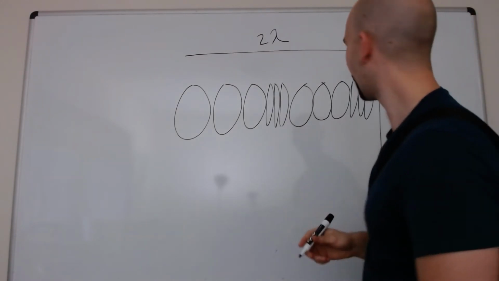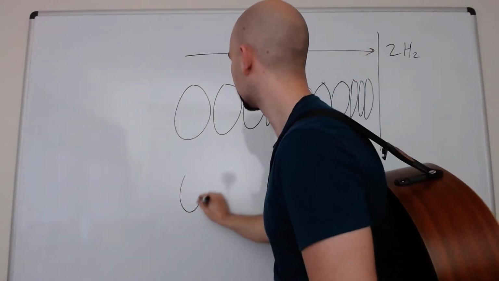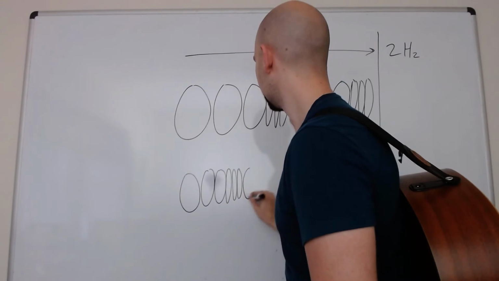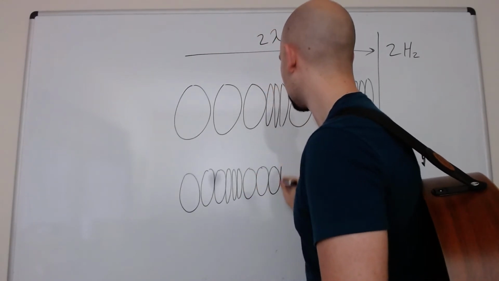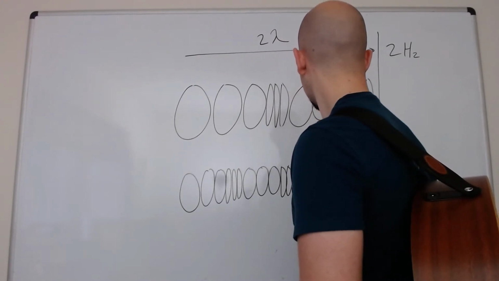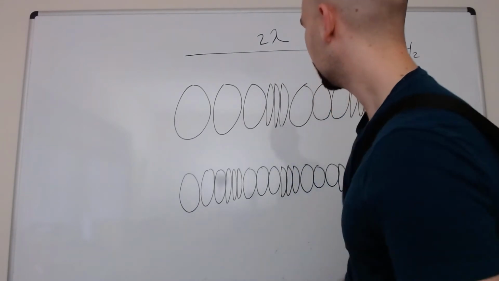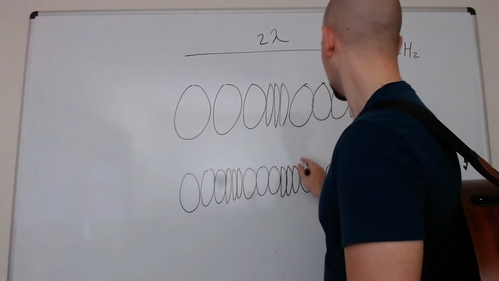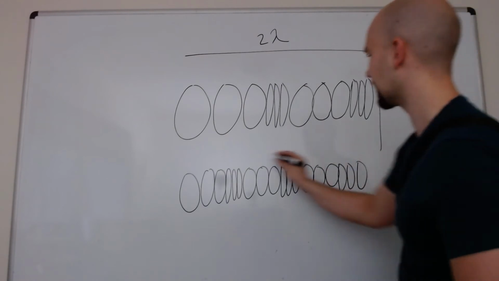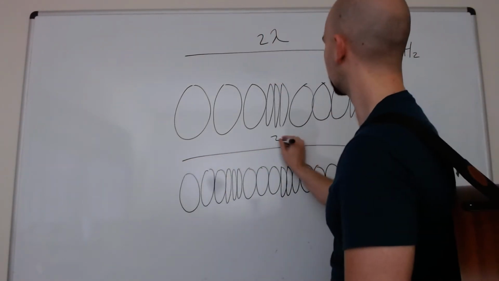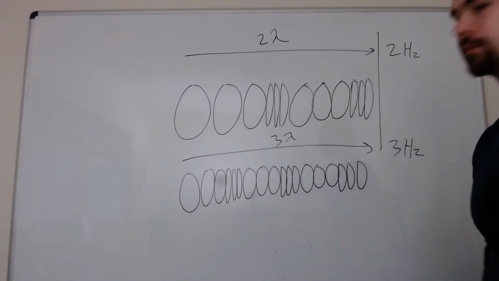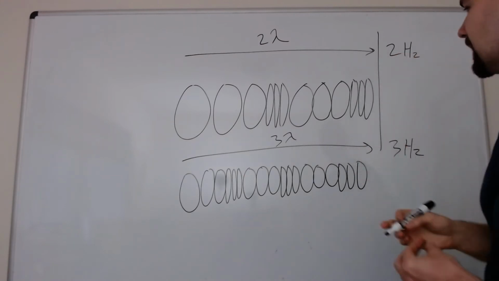But if on the other hand you have a wave traveling at the same speed, but it has smaller wavelengths, then this would be 1, 2, 3 wavelengths crossing per second, or 3 hertz. So the frequency of this one is 2 hertz, the frequency of this one is 3 hertz.